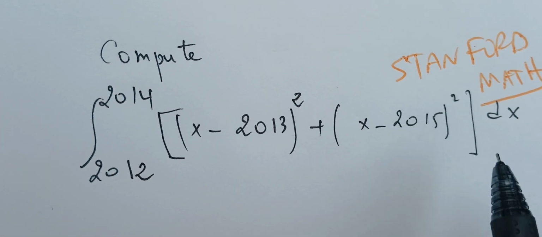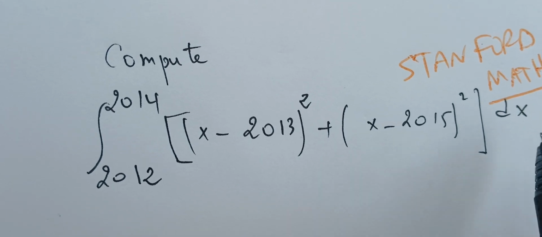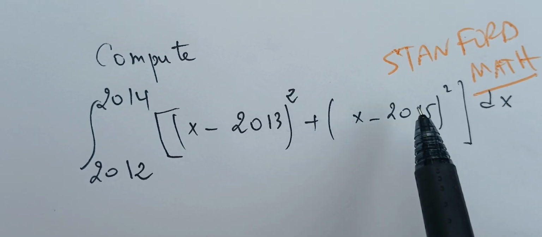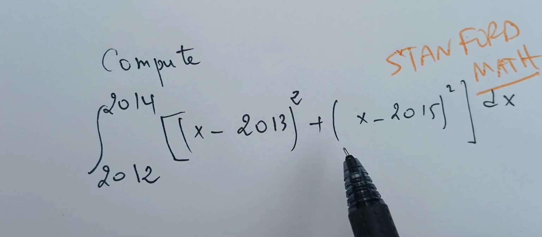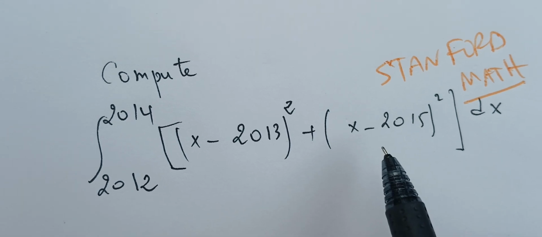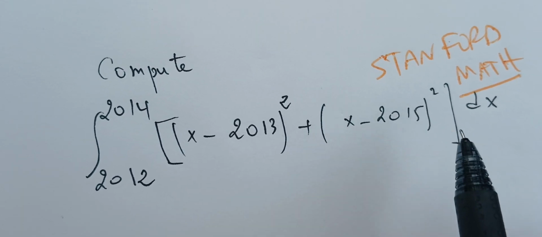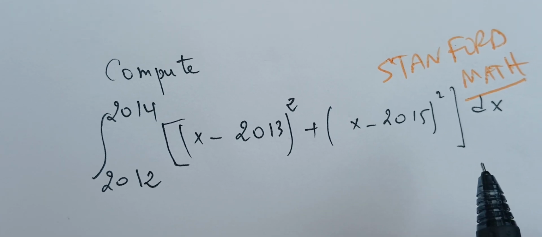Let's solve this Stanford math competition. This is coming from calculus, I think 2014. So we are asked to find the integral of (x minus 2013) squared plus (x minus 2015) squared between 2012 and 2014. Here, I think the maximum time that we can spend on this one is 3 minutes.